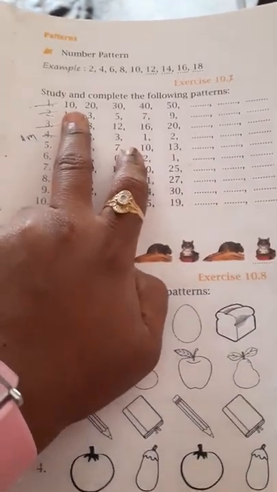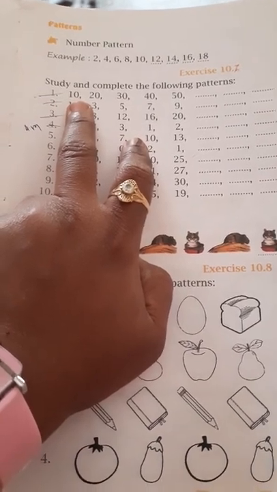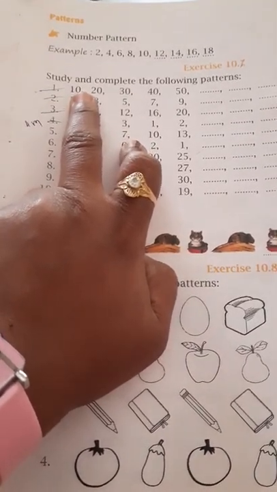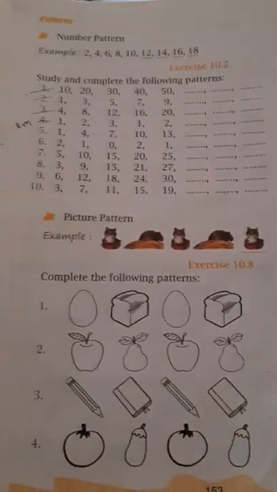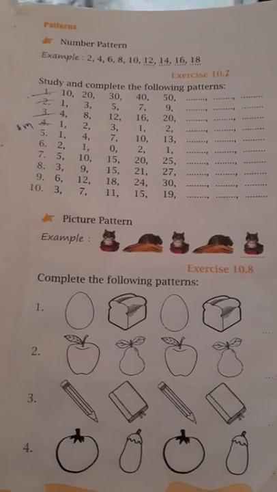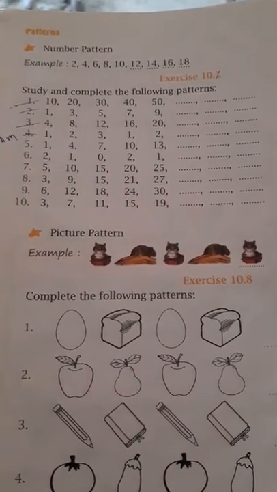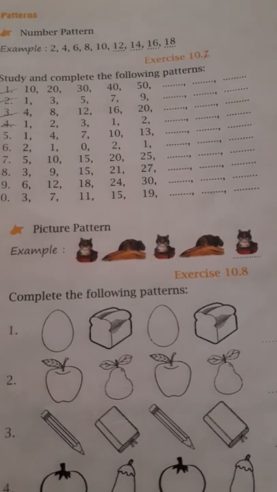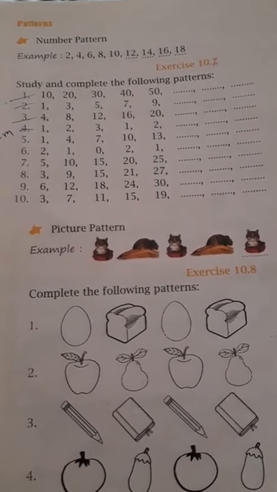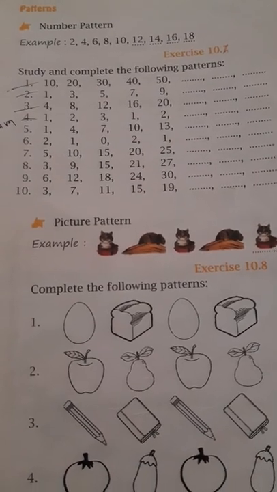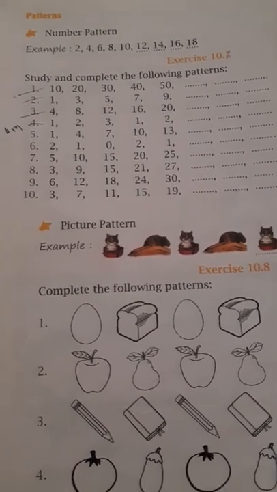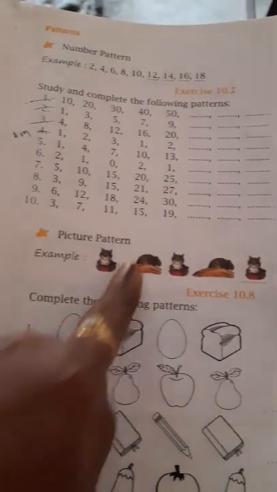The first example is 10, 20, 30, 40, 50. Next we have been given a dotted line. The given numbers have a difference of 10. After 50 we get 50 plus 10 is 60, 60 plus 10 is 70, 70 plus 10 is 80. Here we have been given the numbers, or patterns, 60, 70, 80.